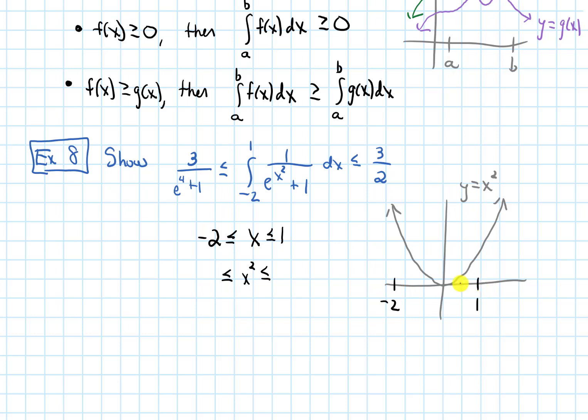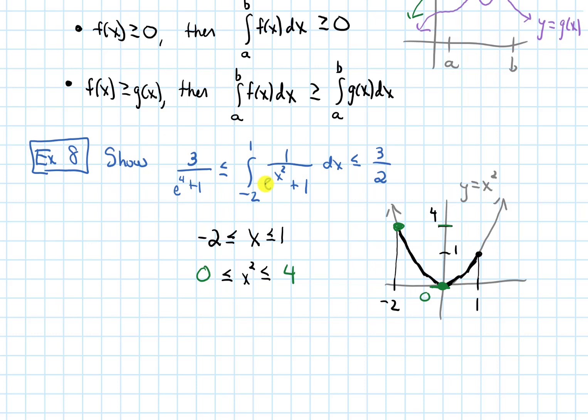So my interval is from negative 2 to 1. And when x is negative 2, the y value is 4. When x is 1, the y value is 1. So we are just limited to this portion of the parabola. And on that portion of it, the smallest the y value ever gets is here at the origin, and that y value is 0. That's the smallest x squared ever gets. And the biggest the y value ever gets is here, and that y value is 4. Okay, so I got what x squared is in between.